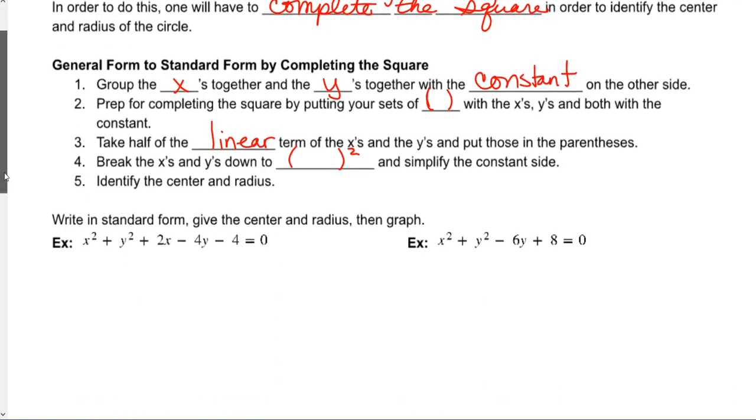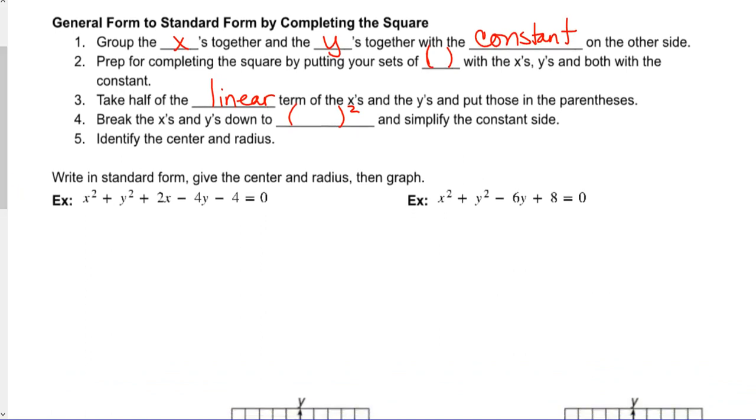So here, we're going to group steps 1 and 2 together in a sense, because we're going to prep at the same time that we separate things out. So it says that we have to group our x's together and our y's together with the constant on the other side. So first up, I'm going to have to bring this 4 over here. So that would be equal to 4. But I'm going to group this x with that x and this y with this y. Okay, and it's going to look like this.